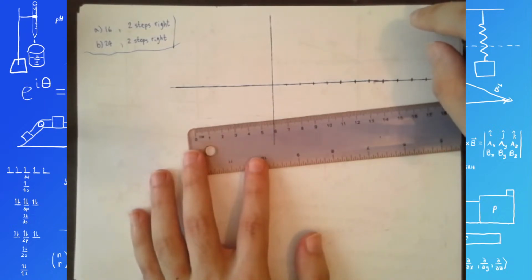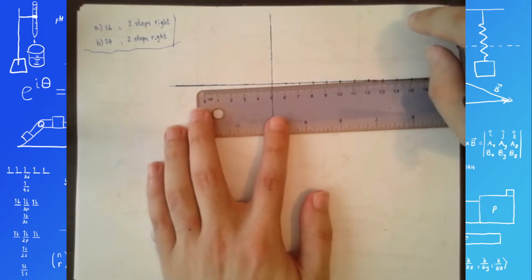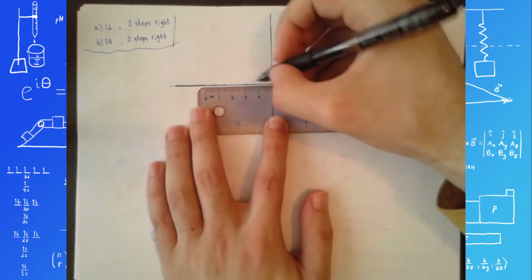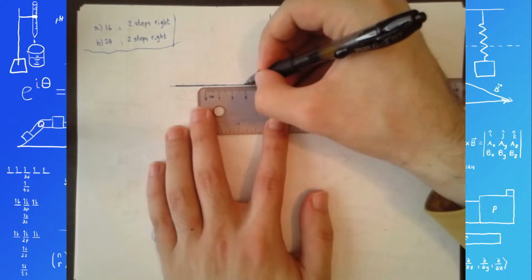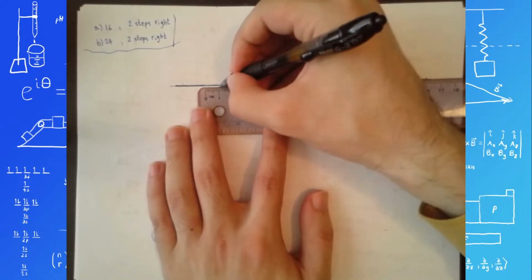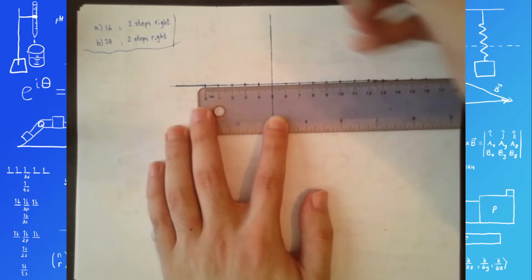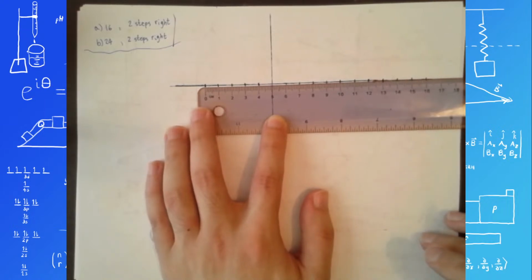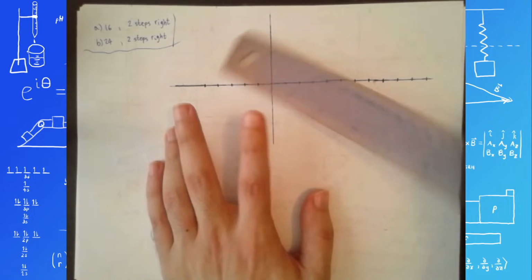And then to the left, I just need 3, but I'll do 5. 1, 2, 3, 4, 5. Okay, vertically I need about 5 up and only 1 down.